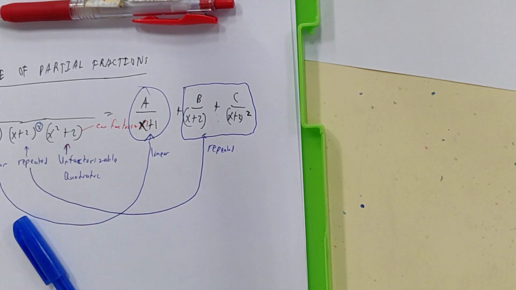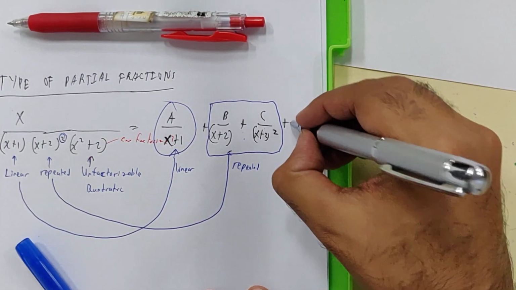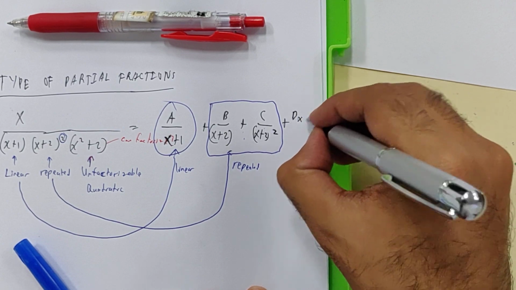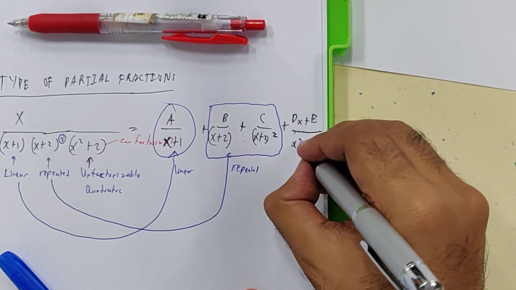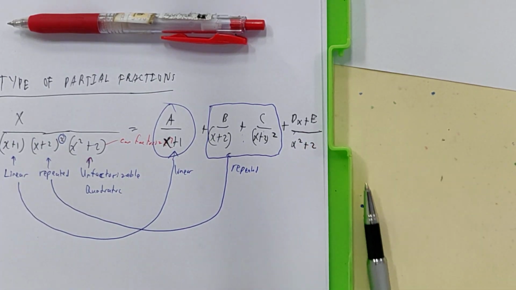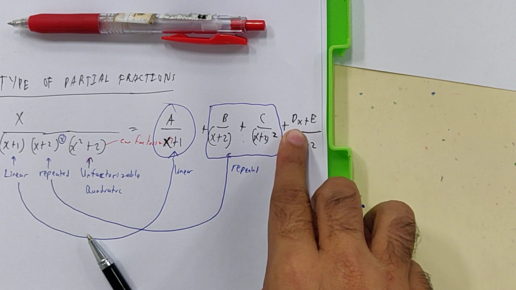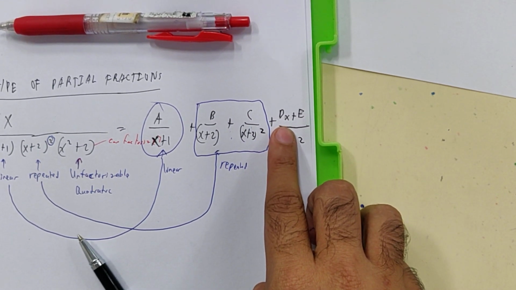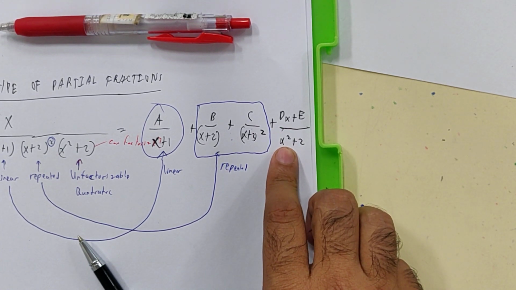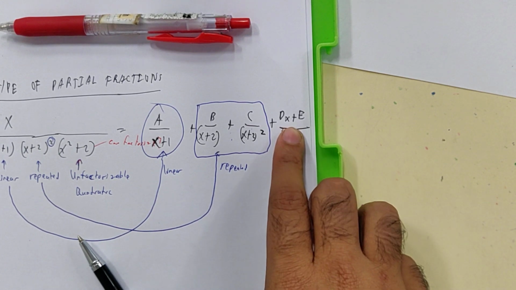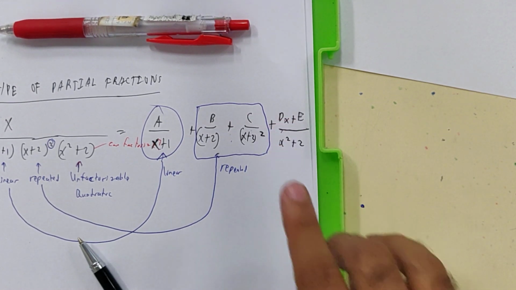And finally, for the unfactorizable quadratic, it will look something like this: Dx plus E. What's the difference between this compared to other linears? There's an x over there. Okay? So if at the denominator there's a power 2, the partner is power 1. Same goes for power 3 at the bottom, the top is x squared, but that is not in your syllabus.